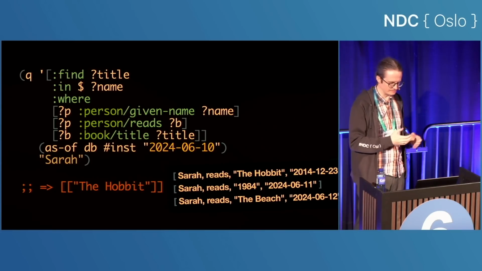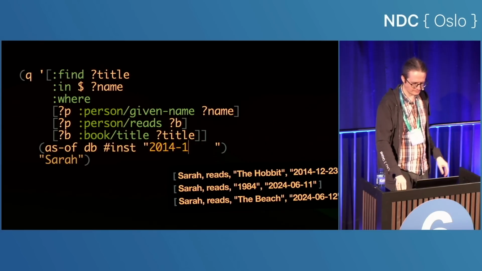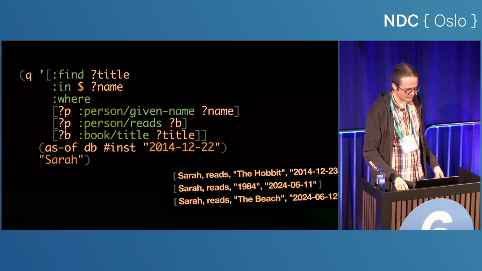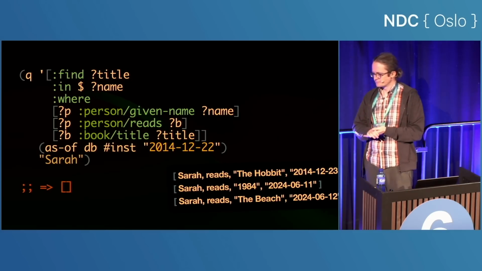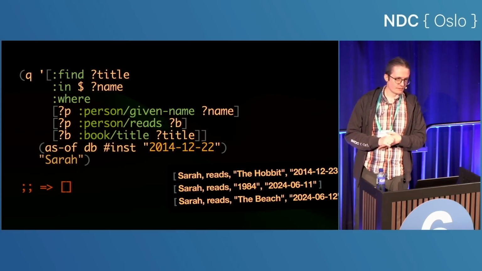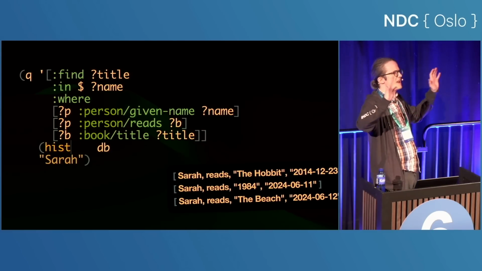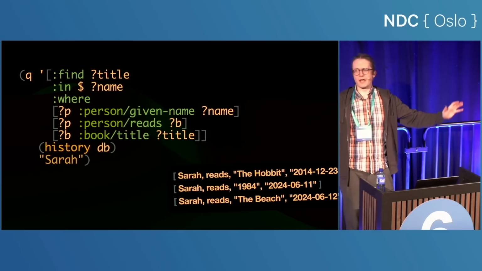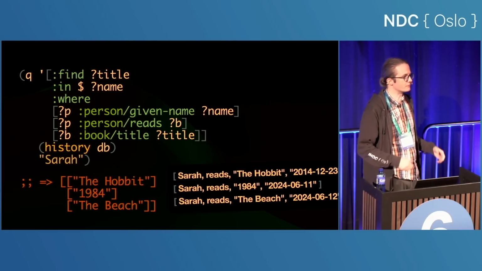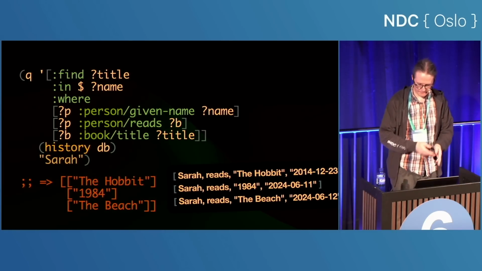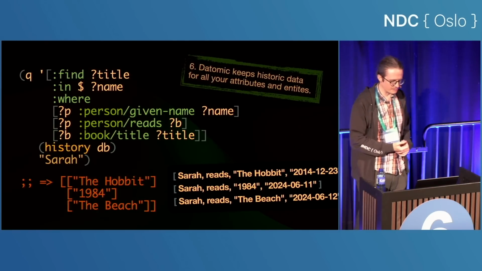Now, it shouldn't take 10 years to read The Hobbit. Maybe she watched the movies. In either case, if we go back even more years, well, at this point, we didn't know anything about Sarah's reading habits, and we get an empty result set back. And if that's not enough, we can just say to Datomic, please just give me everything. The entire history of the database. And it will oblige. Now we get all of them. The Hobbit, 1984, and The Beach. So Datomic keeps historic data for all your attributes and entities.